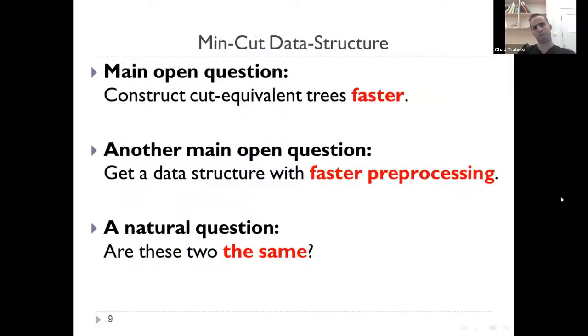So there are a few open questions at this point. The main one is: is it possible to construct a cut equivalent tree faster than n applications of max flow? Another one is: is it possible to get a data structure with faster preprocessing time than cut equivalent trees, a data structure that might not be a tree? And finally, maybe these two questions are actually the same question.